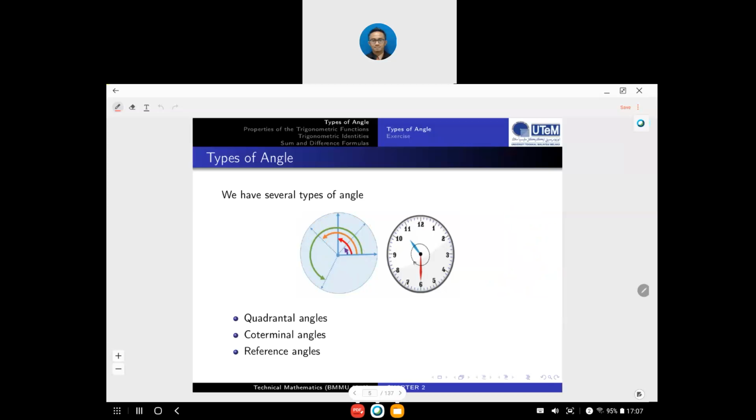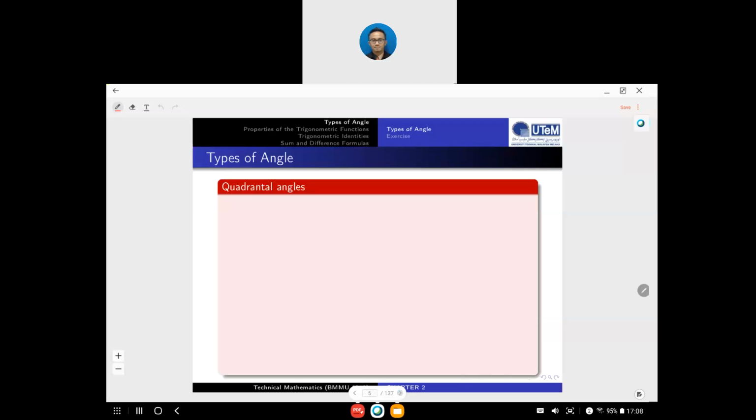We have several types of angle. The first one is quadrantal angle. What is quadrantal angle? When we talk about quadrantal, it means quadrant. In this world we have 4 quadrants, kita dah belajar last week: first quadrant, second quadrant, third quadrant, and fourth quadrant. The second one is coterminal angles, and after this we will learn what a coterminal angle is. The last one is reference angle. So we have these 3 types of angle. Let's proceed to the first one, quadrantal angles.